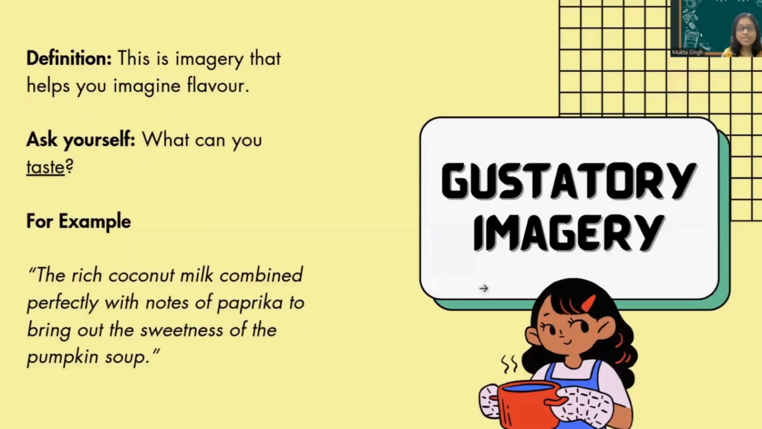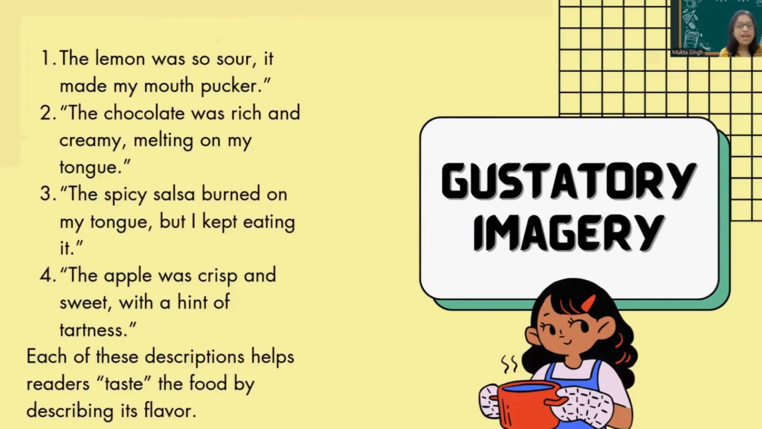Next, we have gustatory imagery, which talks about the experience or the imagination of taste. It helps you imagine the flavor. Example sentence: the rich coconut milk combined perfectly with notes of paprika to bring out the sweetness of the pumpkin soup. The lemon was so sour it made my mouth pucker.